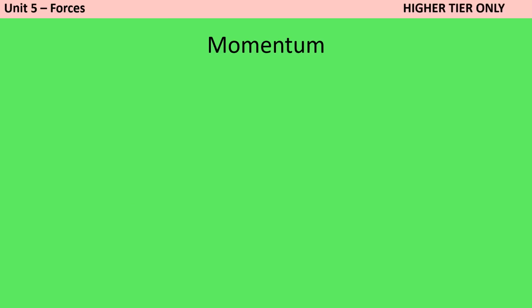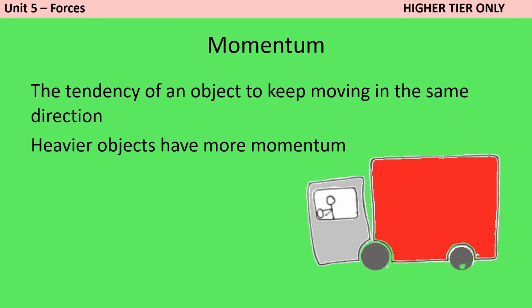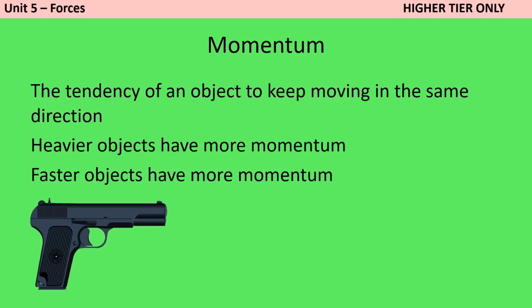You can think of momentum as unstoppability or oomph. We define it as the tendency of an object to keep moving in the same direction. Heavier objects have more momentum, and faster objects have more momentum.